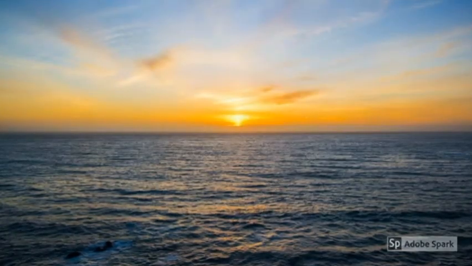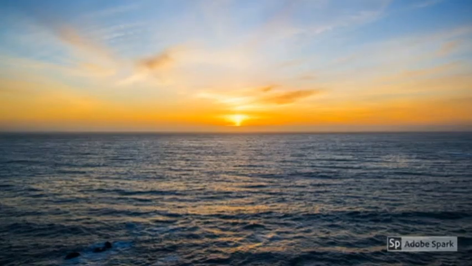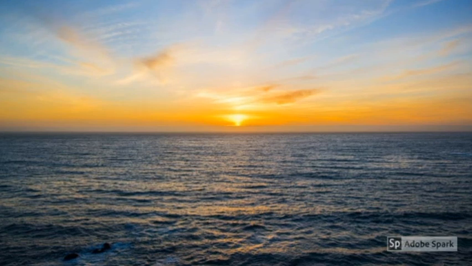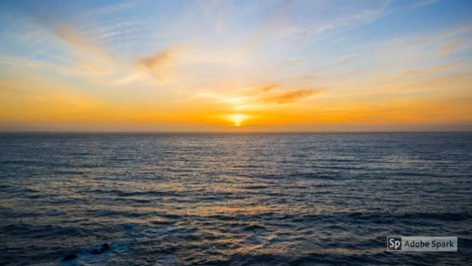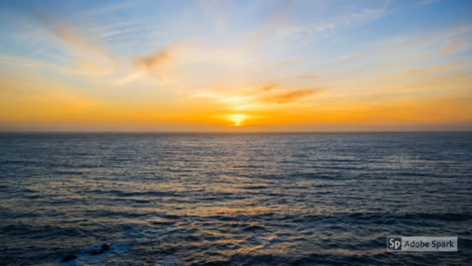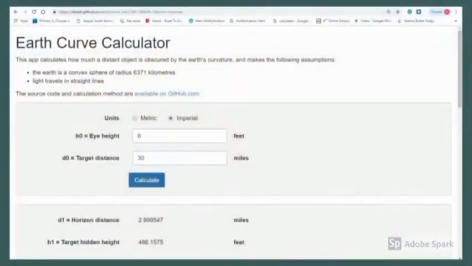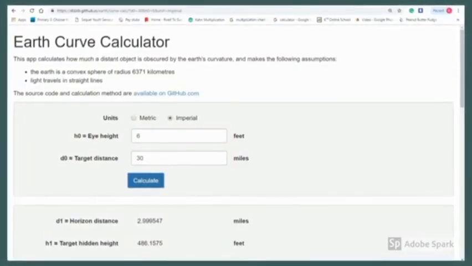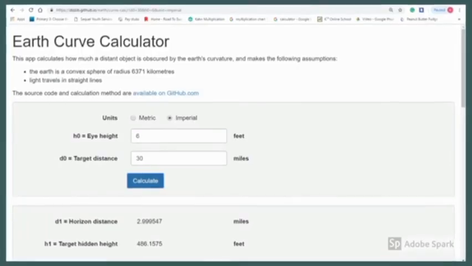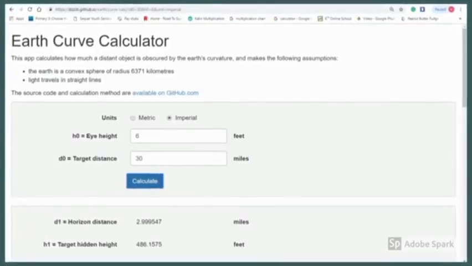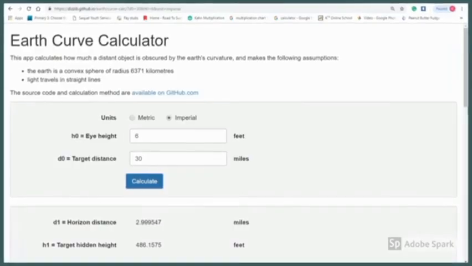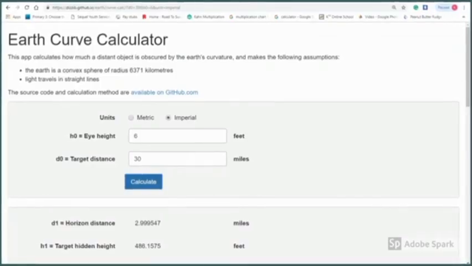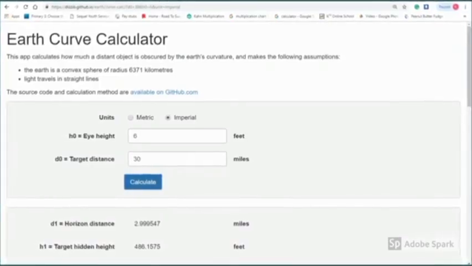The number one error people make when making claims about the horizon is not taking the effects of the atmosphere into account. The Earth Curvature Calculator is a perfect example of this. So, this is the Earth Curvature Calculator, and what you do here is type in your eye height and how far away your target is. After pushing calculate, it then tells you how far away your horizon is and how much of your target gets covered by the curvature of the Earth.